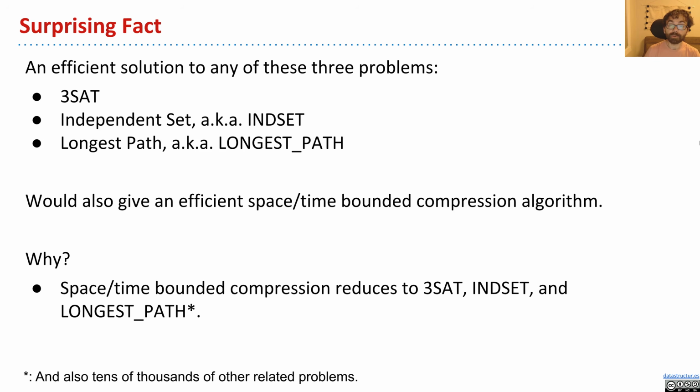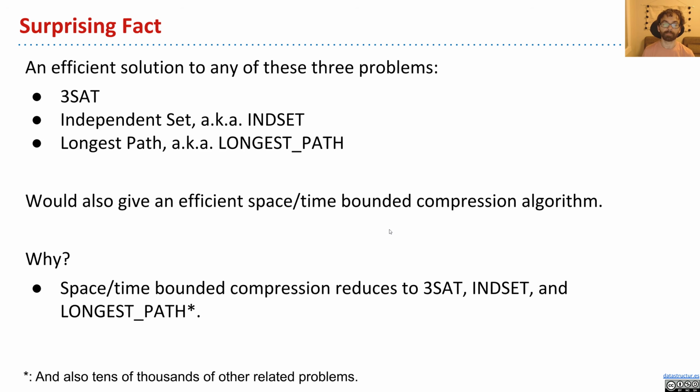An efficient solution to any of these three problems, 3SAT, which we talked about in an earlier lecture, independent set, which we talked about in an earlier lecture, and longest path, which is the procedure for finding the longest weighted path in a weighted graph, would also give an efficient space-time bounded compression algorithm. So in other words, if you can solve longest path, you can also find an efficient algorithm for doing what we call the space-time bounded compression process.